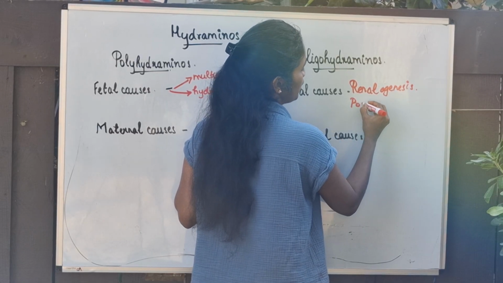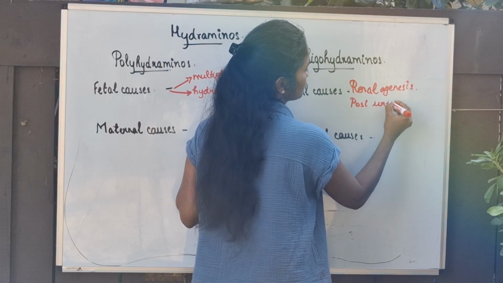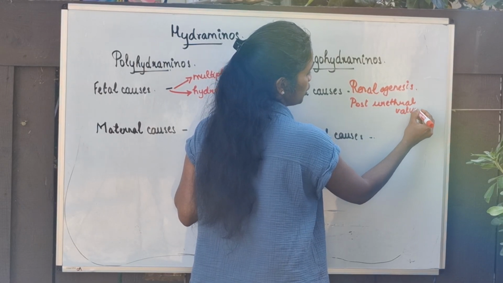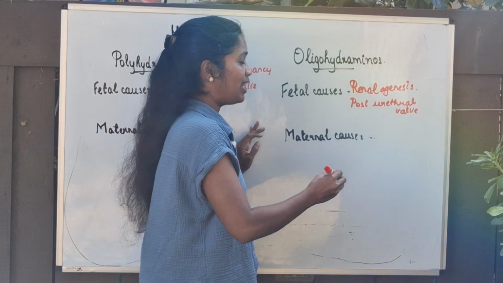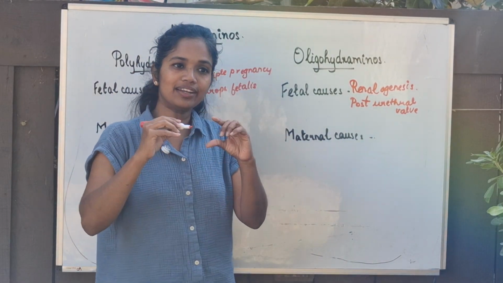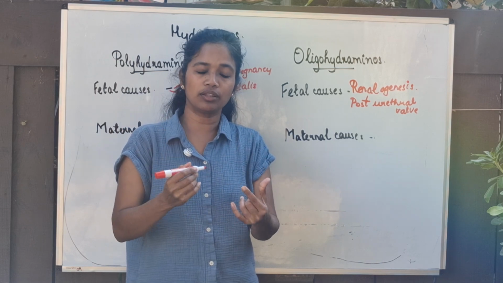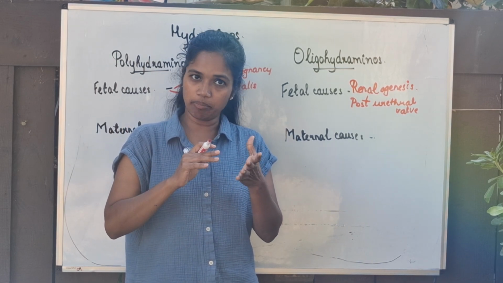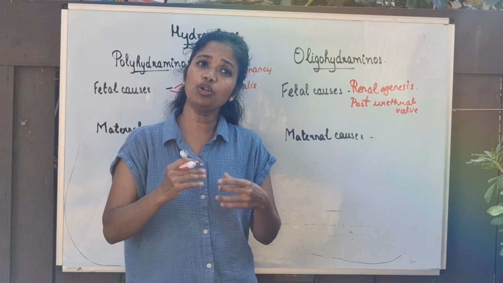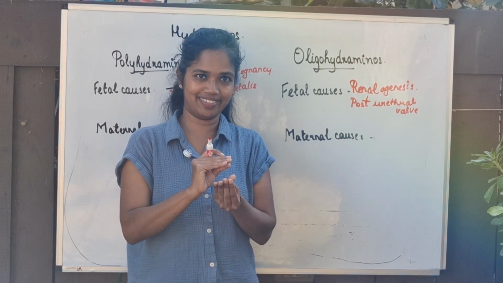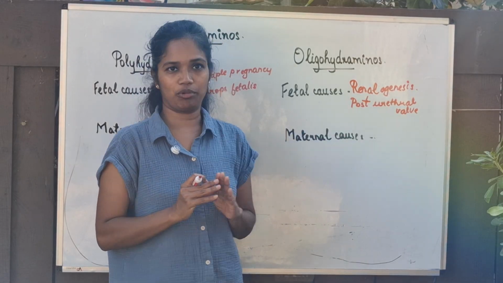Secondly, posterior urethral valve. Due to this posterior urethral valve, the valve that is present in the posterior urethra, the urine does not empty through the urethra. Therefore, it is staying in the urinary bladder only, and the urine production is also less. Therefore, the amniotic fluid is less, which is resulting in oligohydramnios.